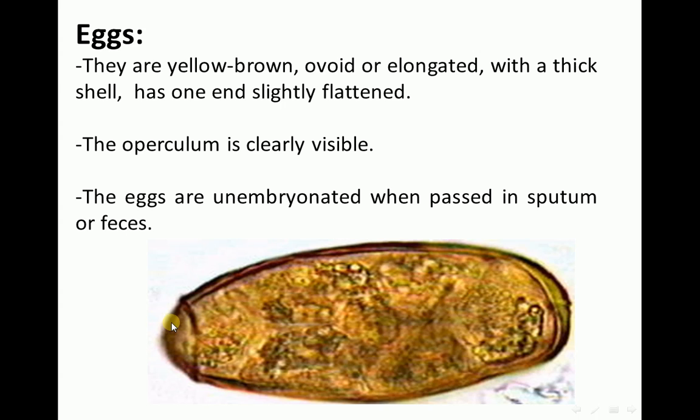Eggs. They are yellow-brown, ovoid or elongated, with a thick shell. The ova has two membranes and one end slightly flattened. In the anterior portion of the ova, we can see the operculum. The eggs at the time of oviposition are unembryonated when passed in sputum or stool.